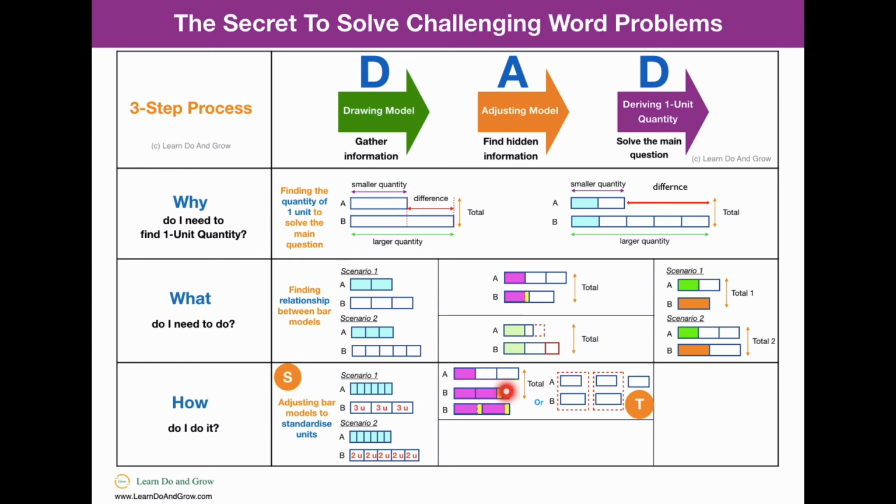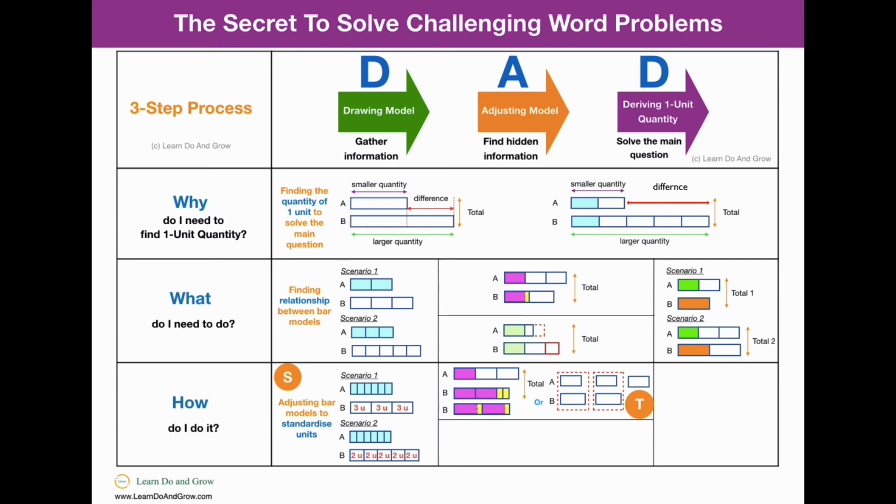And from there, it becomes a basic comparison model. You have the total, you have the number of units, you have the extra, and you just take out the extra, then you will get that 5 units equal to the total. And from there, you can solve the question.